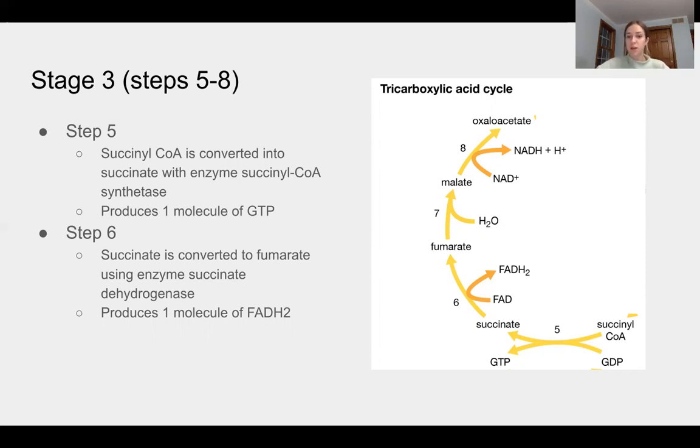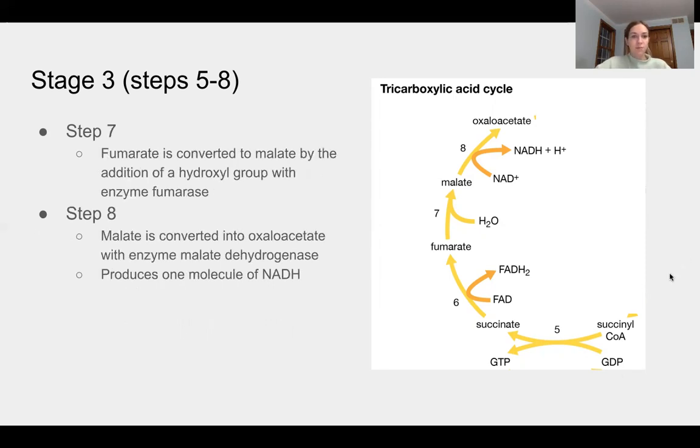It's also important to note that in both these steps, we're not changing the number of carbons at all. We still have 4 carbons present, and we will for the rest of the cycle. So in step 7, fumarate is converted to malate by the addition of a hydroxyl group. We can see our H2O coming in here, and the enzyme here is fumarase. In step 8, our malate is converted back into oxaloacetate with the enzyme malate dehydrogenase. This is another step where we're producing an energy product, and we have one molecule of NADH.